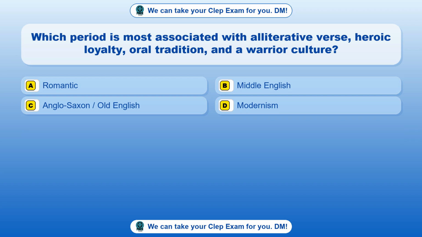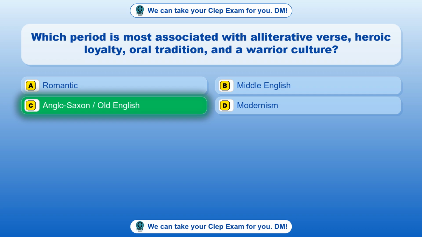Question 10. Which period is most associated with alliterative verse, heroic loyalty, oral tradition, and a warrior culture? Option A. Romantic. Option B. Middle English. Option C. Anglo-Saxon/Old English. Option D. Modernism. The correct answer is option C. Anglo-Saxon/Old English.